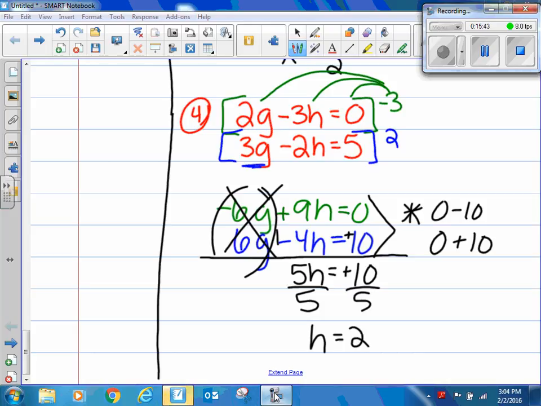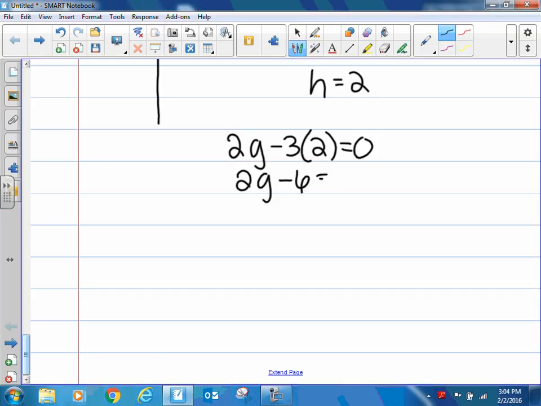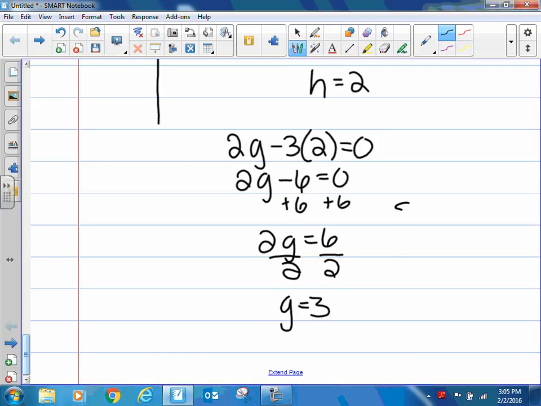Now that we found our h, we can go back and plug it into another equation. I'm going to use the one on the top, so I'm going to say 2g minus 3 times 2 equals 0. I have 2g minus 6 equals 0. Add the 6 to the other side. 2g equals 6. Divide by 2 on both sides. g equals 3. So my solution, remember, we have to arrange them in order. Since g comes before h, I'm putting my g first and my h second.